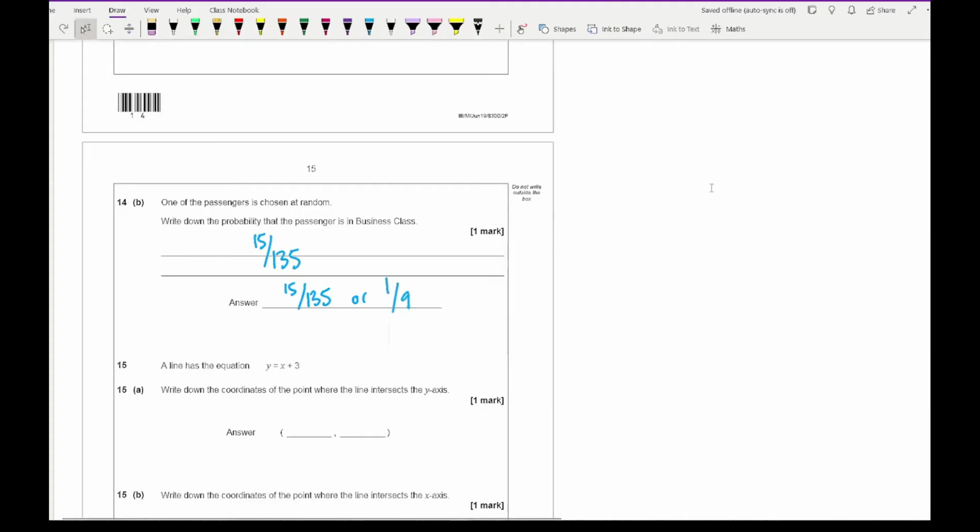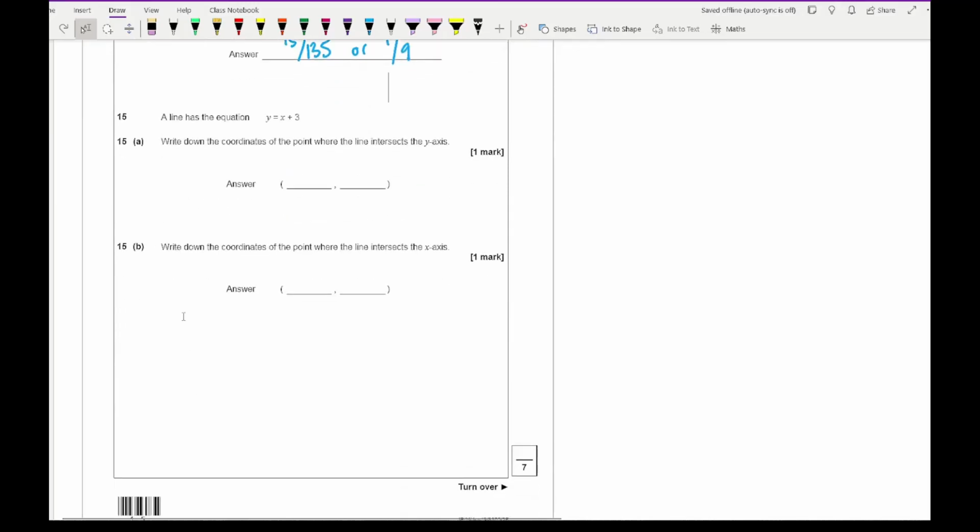For question 15a, we've got that the line has the equation of y equals x plus 3. It says write down the coordinates of the point that intersects the y-axis. Now when we think about the y-axis, let's have a look at what the x-ordinate is going to be. So here on the y-axis, what is the value of x? Well, it's going to be 0. So here on the y-axis, x equals 0. So if I made x equals 0 in this, what I'll end up with is 0 plus 3, which is going to be 3. So the coordinate is going to be 0, 3.